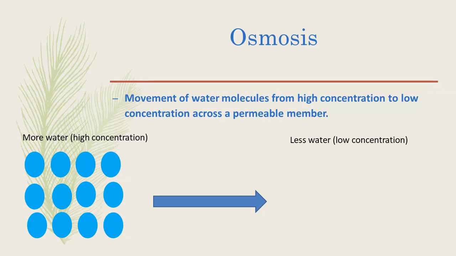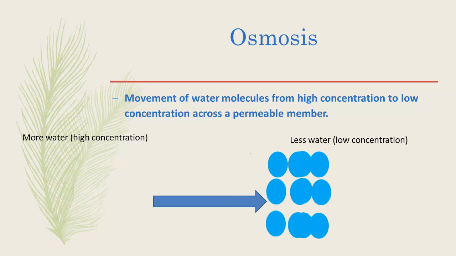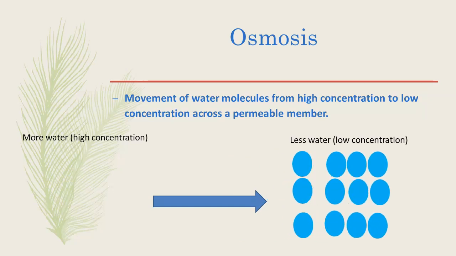This area is high concentration, meaning more water molecules are present here, while this area is low concentration, meaning fewer water molecules are present here. So what will happen? Water will begin to move from high concentration area to low concentration area. So now you know, osmosis is the movement of water molecules from high concentration to low concentration across a permeable membrane.